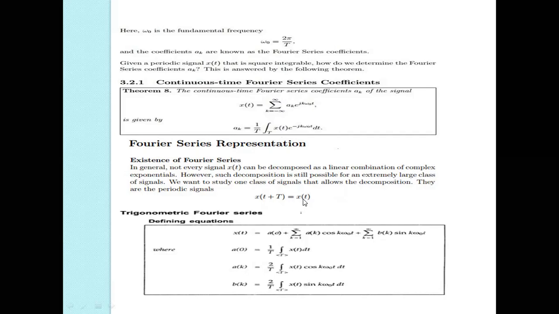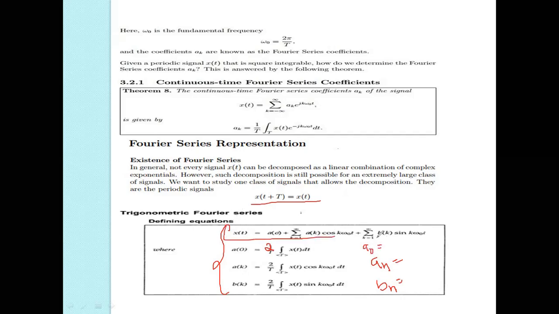The periodic signal condition is x of t is equal to x of t plus capital T. And we already derived these expressions a of 0, a of k and b of k in the previous class. It is 2 by T times the integral of x of t dt, and 2 by T times the integral of x of t cos k omega naught t, or cos n omega naught t when I am taking a suffix n. And b n is equal to 2 by T times the integral of x of t sin n omega naught t; we can take n here instead of k, both are the same.